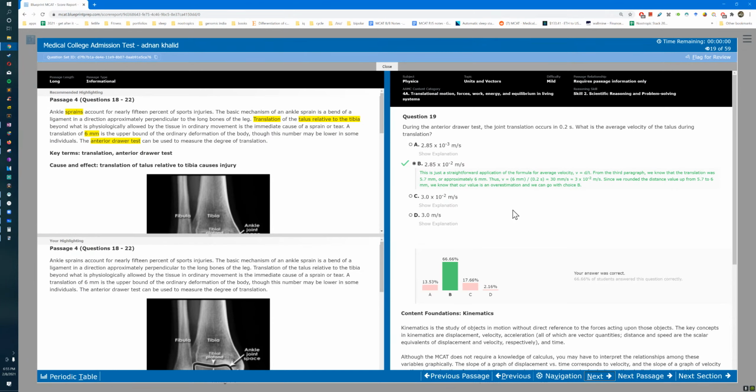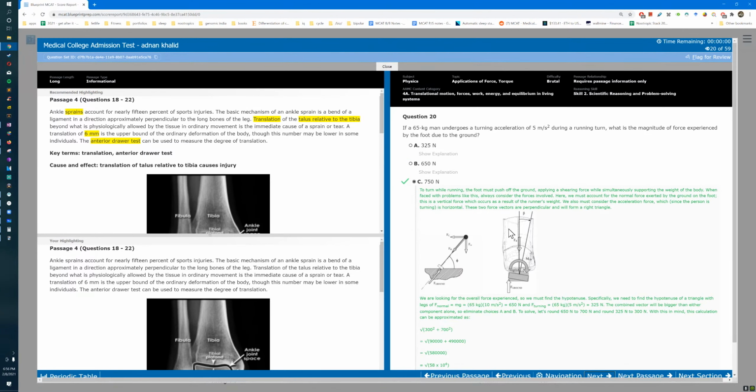This one we did also. We just did 5.7 divided by 0.2, which is 1 over 5. So 5.7 multiplied by 5. So they just rounded it to 6. But of course I showed you how to do that more precisely.